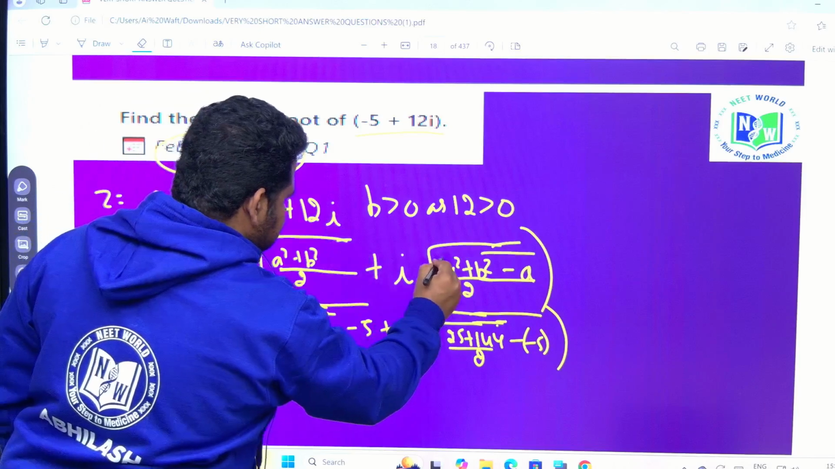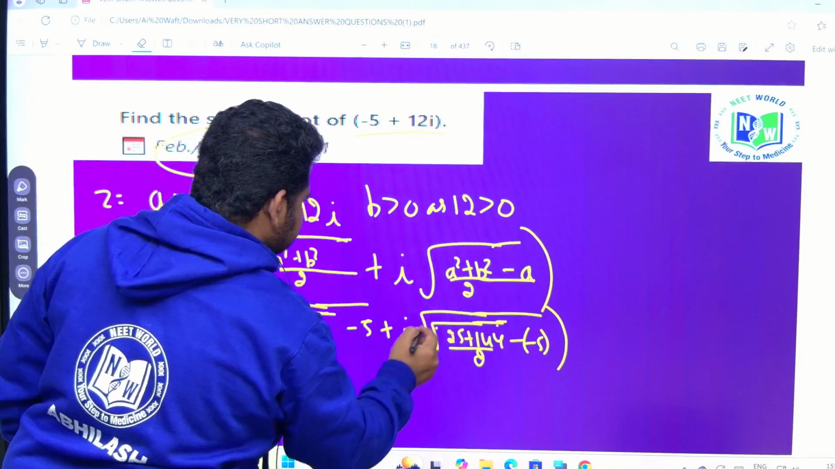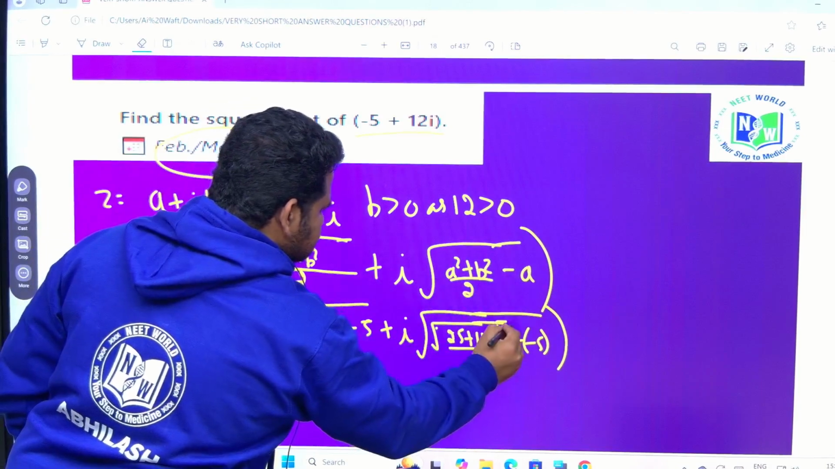Yeah, the formula is only the numerator will have the square root inside, so you correct it.